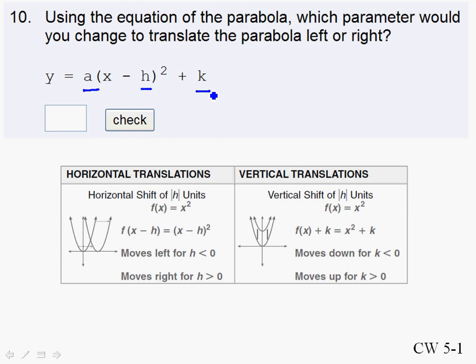Left or right, we've got horizontal or vertical. Left or right, that's our horizontal movement. The value, as you can see here, that we're dealing with is our h value. So the parameter we would change would be h. And that's going to shift it left or right.